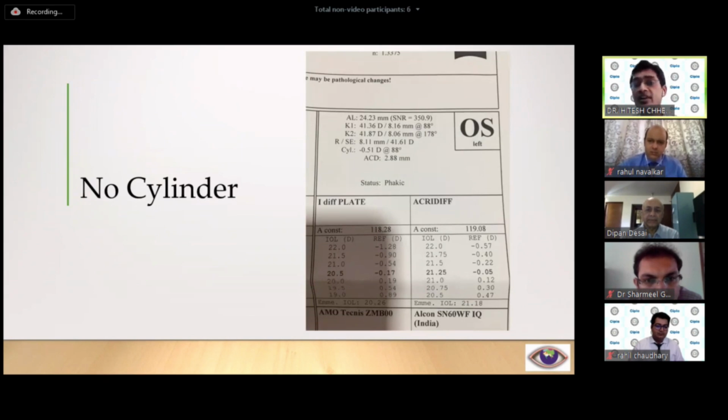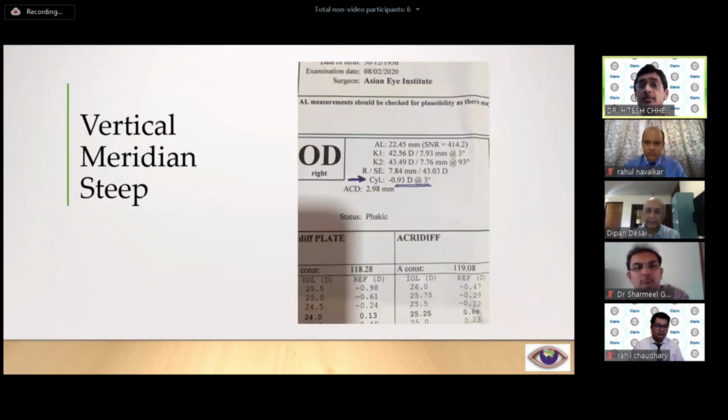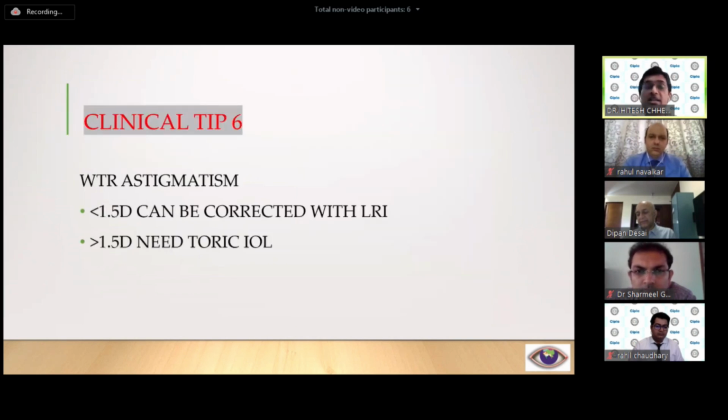Left eye of the patient, the cylinder is up to 0.5 diopter, up to 0.75 diopter. I just ignore it. I do not do anything for the astigmatism. You can go ahead with the multifocal, trifocal IOLs. This is the third case. Here the vertical meridian is steep, 43.49 at 93, and approximately 1 diopter of cylinder. This is with the rule astigmatism, and the LRIs give very good results over here. Up to 1.5 diopters, I usually correct with the LRIs, and more than 1.5 diopters, I will go with the toric IOLs.